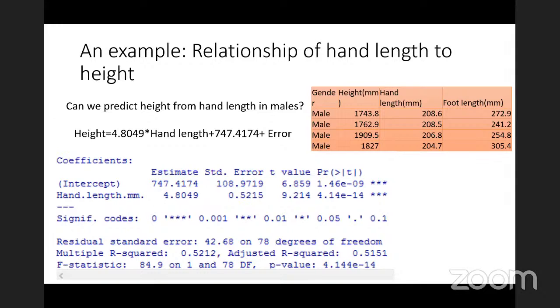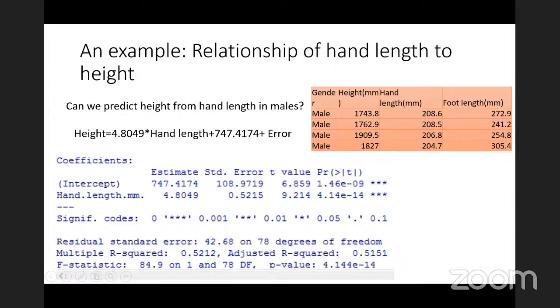Now, let us look. Is it a good fitting model? The multiple r square is 0.5212, a moderately fitting model, let's say. It's somewhere in between 0 and 1. It's not very poorly fitting, not very good fitting either. However, there is a significant association between hand length and height as given by the p-value both of the overall model as well as for hand length alone.